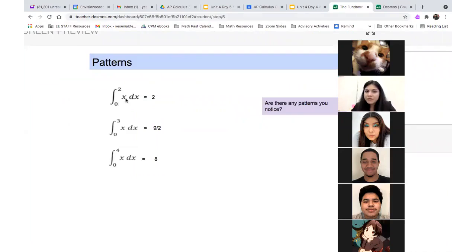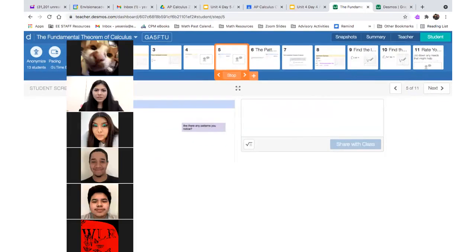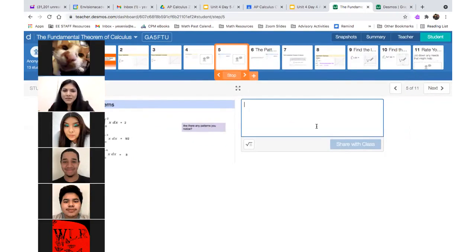Awesome. For the function x, when we found that area, it was 2. Then we moved on and said, okay, what about 0 to 3? We went ahead and found the area. Y'all found it was 9/2, aka 4.5. That was the second one. Third one, right now we just did the area from 0 to 4 of this function x, and we found it was 8. The question I have for you to enter into this box for your first participation on the Desmos is, are there any patterns that you notice? That's our question today. Go ahead and enter that here.